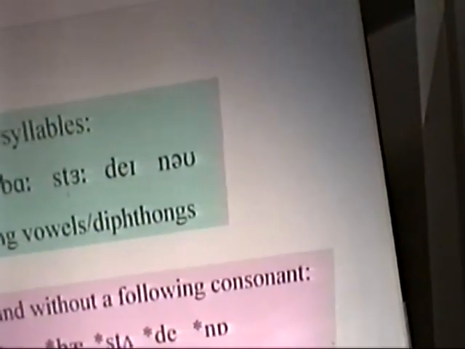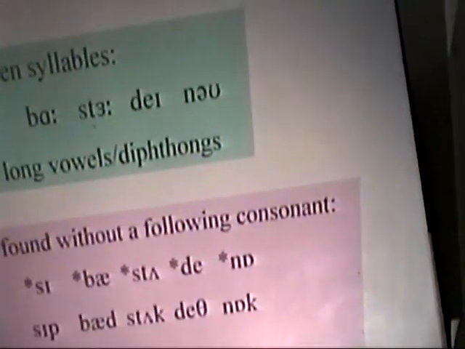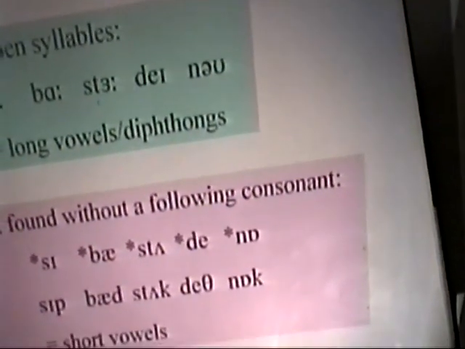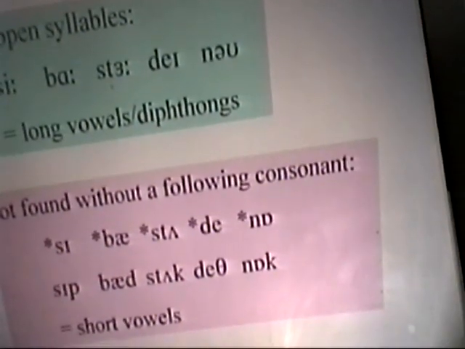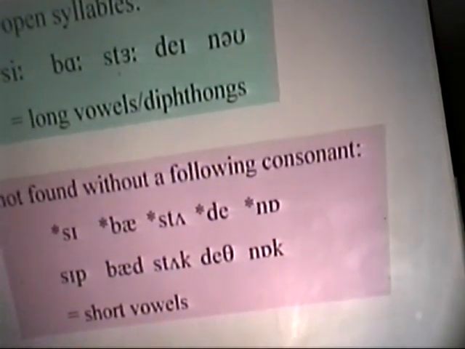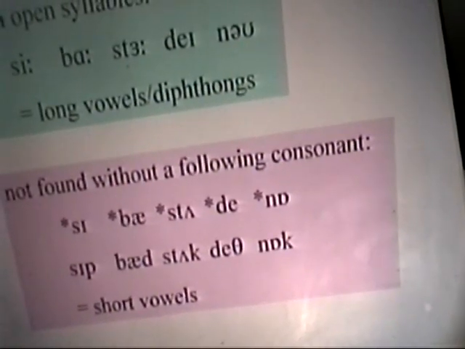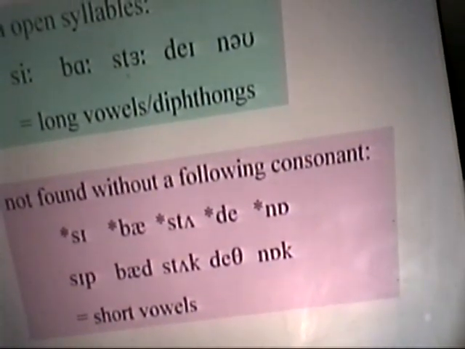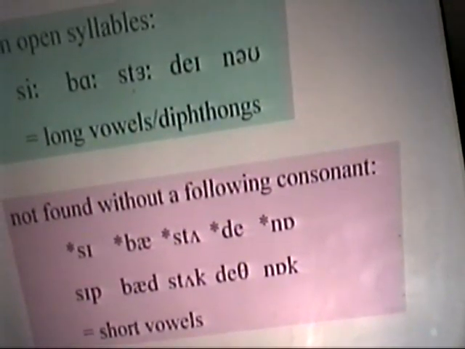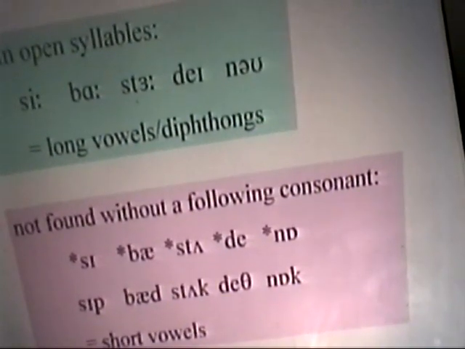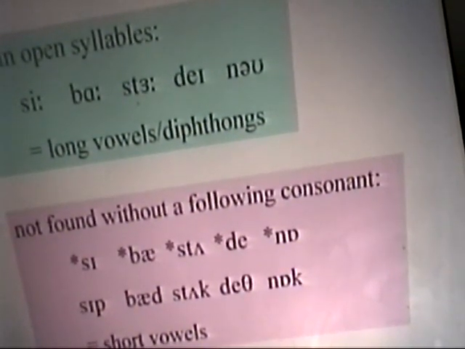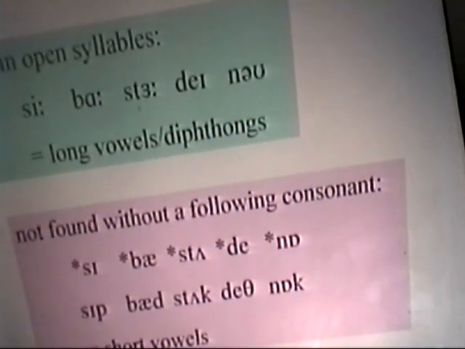So we have words like see, bar, stir, day, no. And you will notice that this set comprises the traditional long vowels and the diphthongs. On the other hand, we have another set of vowels which cannot be found without a following consonant, at least in a stressed syllable. The asterisk shows that something is impossible. We cannot have a word si in English. We can't have a word ba in English. We can't have a word sta in English. We can't have a word de. We can't have a word no.